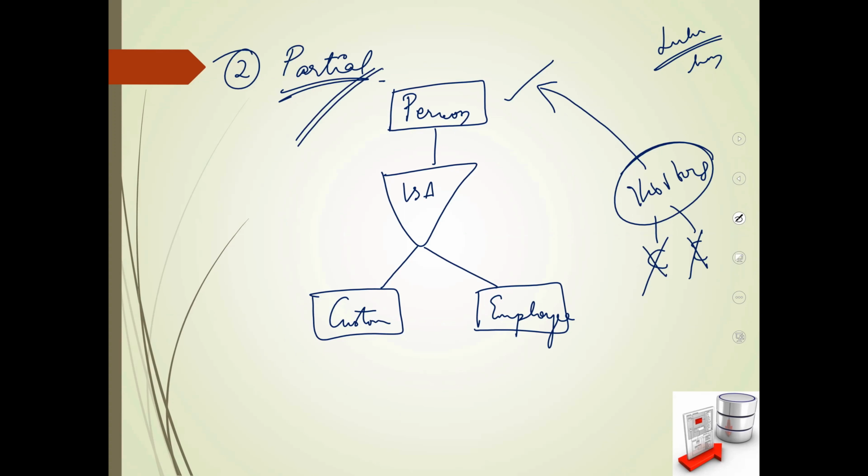When you go for the definition, if a higher level entity does not belong to any of the lower level entities, you say it is a partial participation. Persons could be either customer, employee or visitors, but you have not taken care of them in your particular system. You say it is a partial participation.